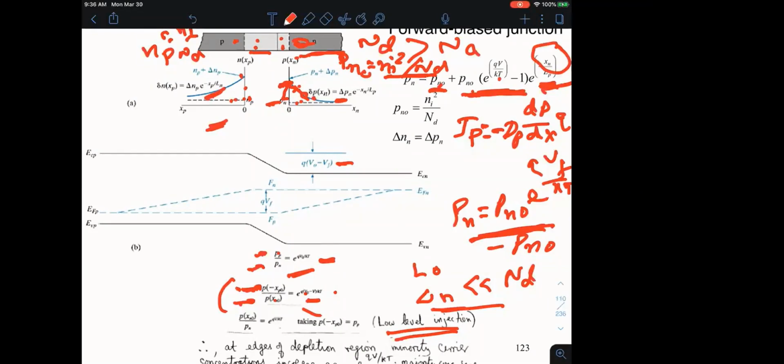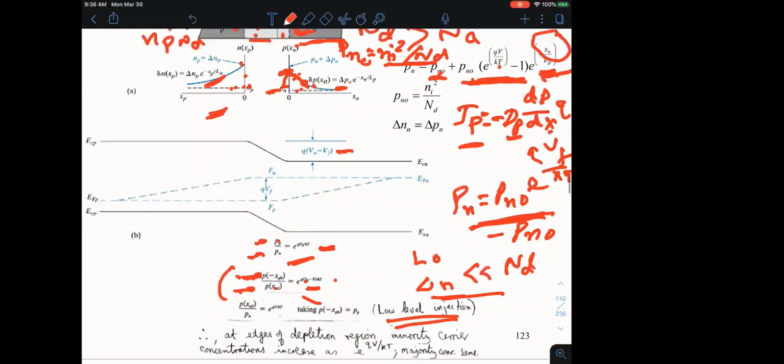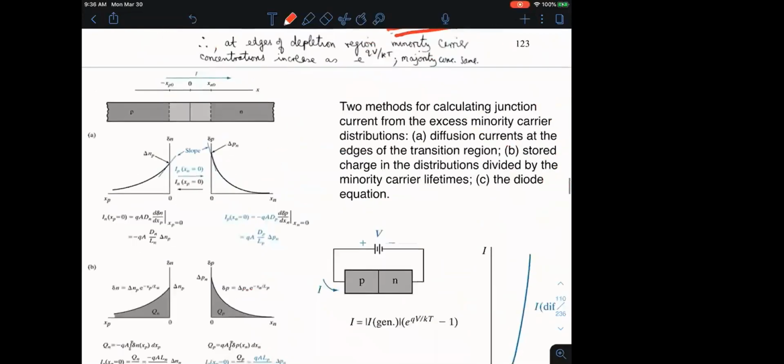Okay. Now, once I get carrier concentration profiles, I'm home free because now, for example, for the hole diffusion current, I can simply write that as minus q times diffusion coefficient times the concentration gradient, right? dp dx. Okay. That's what I'm showing on the next slide.